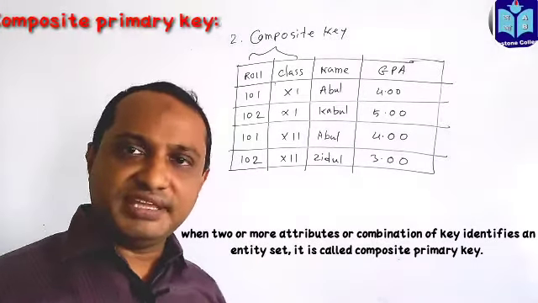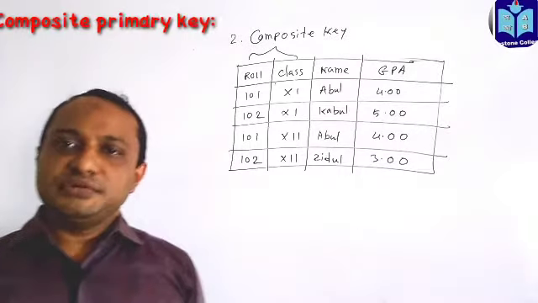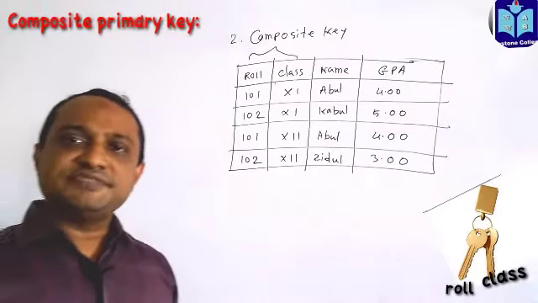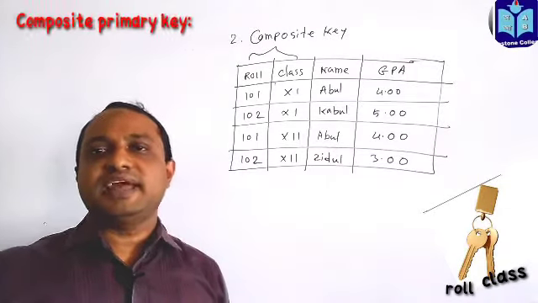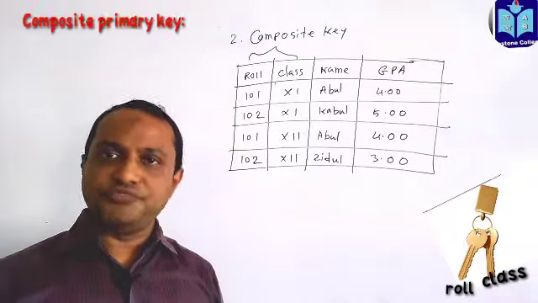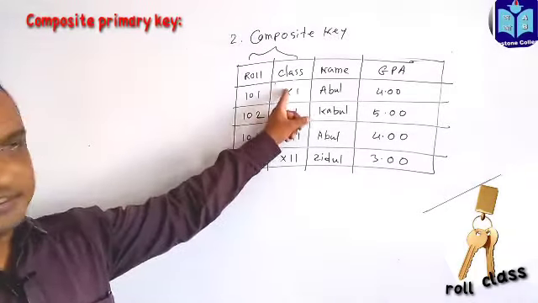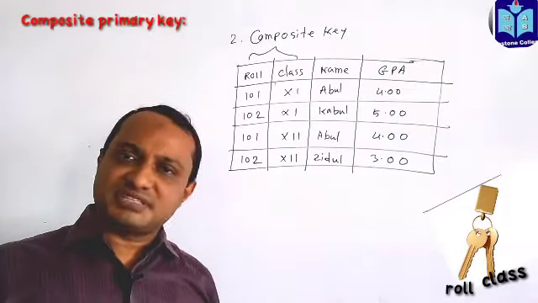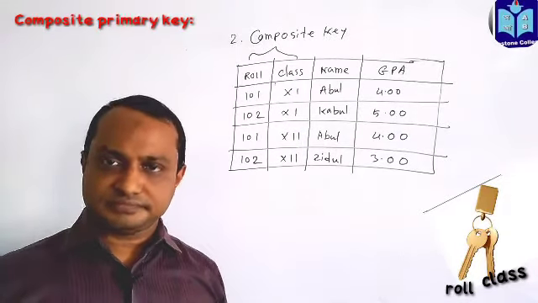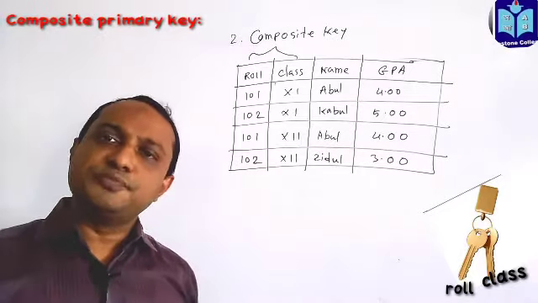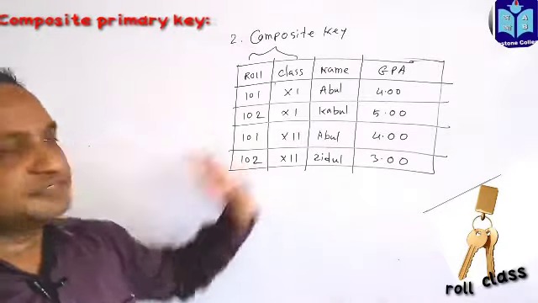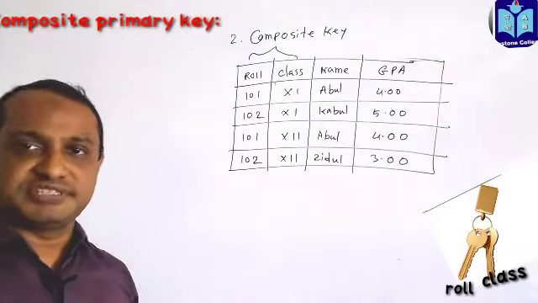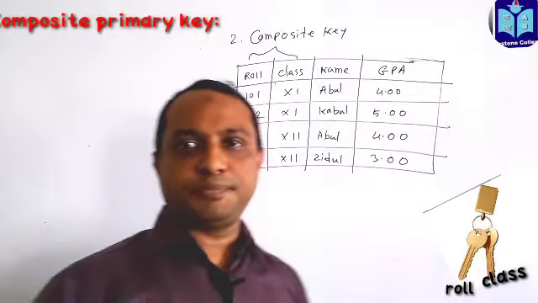So what is a composite key? If I create a key by using more than one field. If it is not possible to identify by using one field, then I can use more than one field. Two fields, three fields. I use two fields here, roll and class, and I can use three fields, four fields. As you wish, you can use more than one field to identify a specific student. This is the composite key, so I think you can understand it properly.